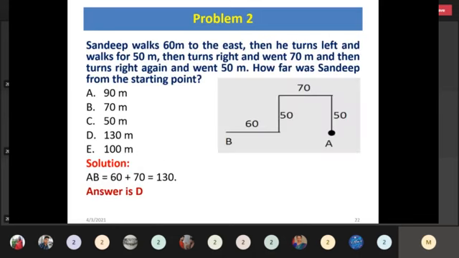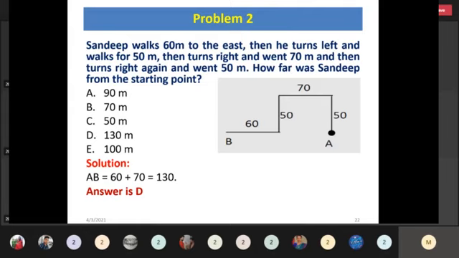Problem 2. Sandeep walks 60 meters to the east. Then he turns left and walks 50 meters. Then turns right and goes 70 meters. And then turns right again and goes 50 meters. How far was Sandeep from the starting point?